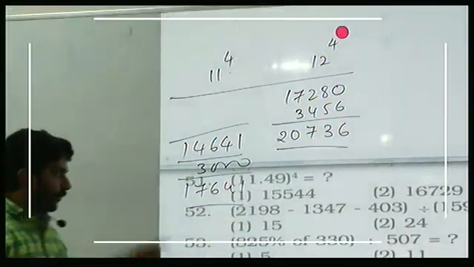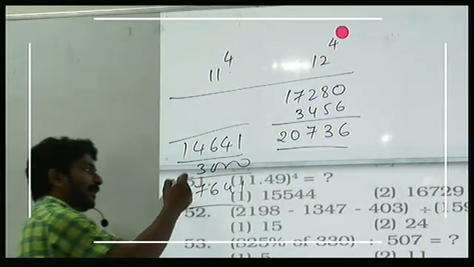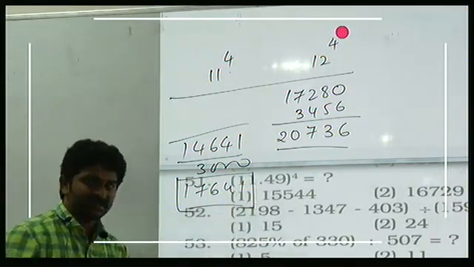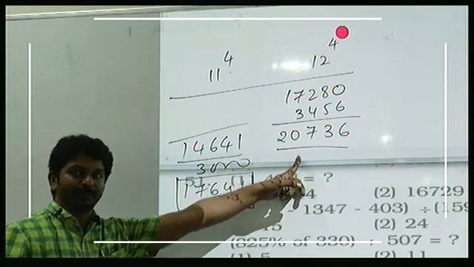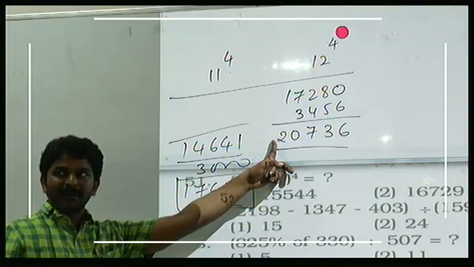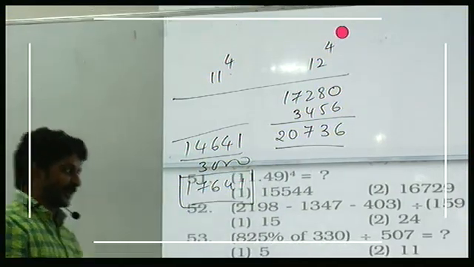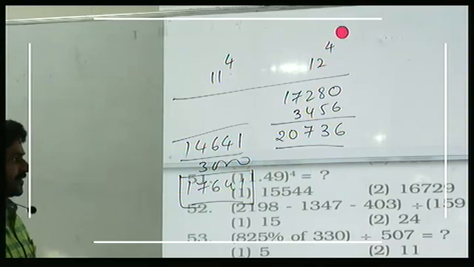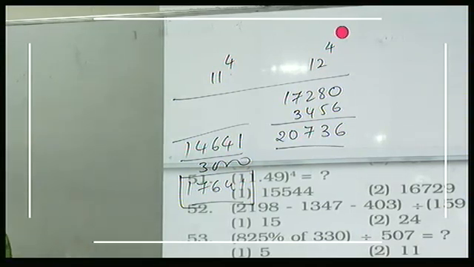So 11.5 to the power of 4 will be nearby this number. Yes or no? Middle number between 11 to the power of 4 and 12 to the power of 4 will be middle by 11.5 to the power of 4. Answer should be nearby 17,641. How many options here? Third option. Third option.